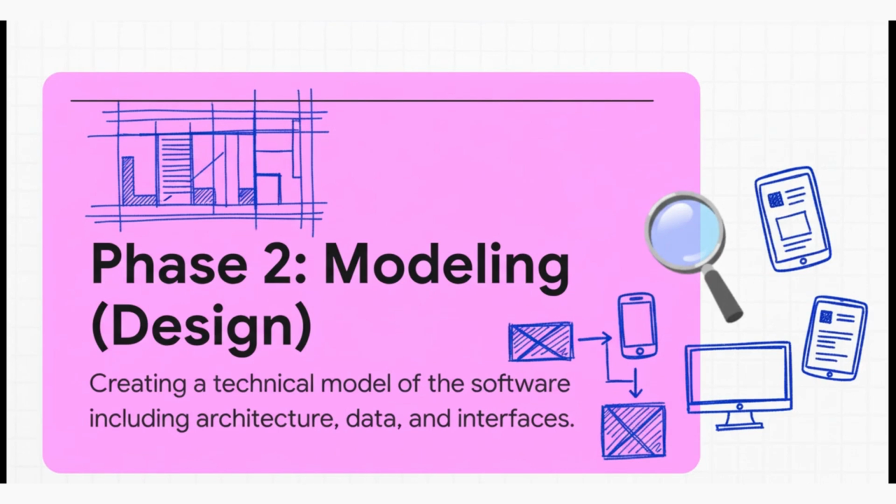So, once you know what you're supposed to build, you move on to modeling, or what we usually call design. This is the part where you figure out how you're going to build it. You're creating the technical blueprints, the system architecture, how all the data is going to be organized, and what the user interface will actually look and feel like.